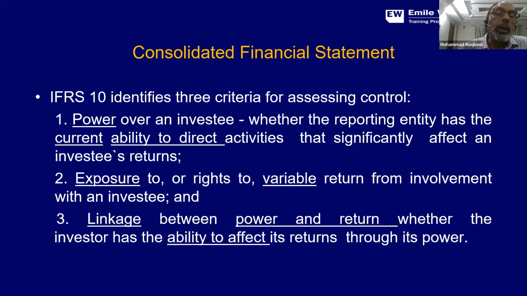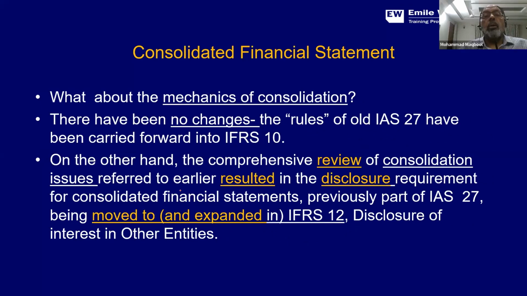So if all the three conditions are there, then we say it is the control. If any one of them is missing, it does not indicate that the control exists. Okay, so what is the mechanism of consolidation? It is the same mechanism which was given under the old IAS 27. Same is there. But however, one thing is there.